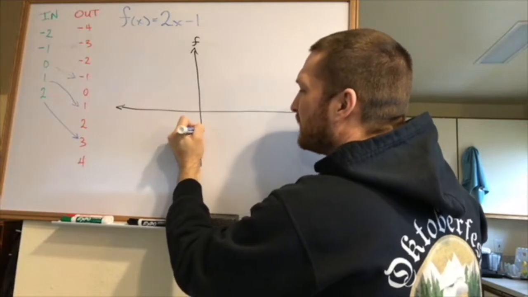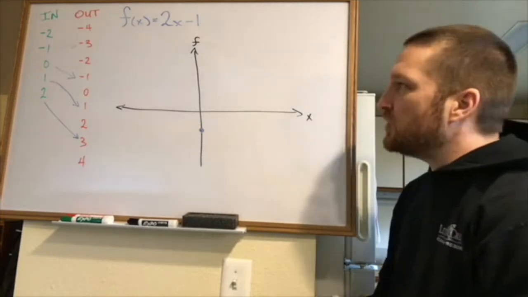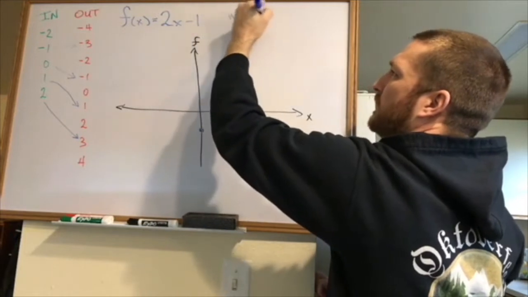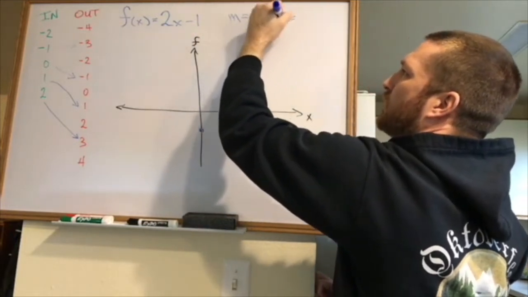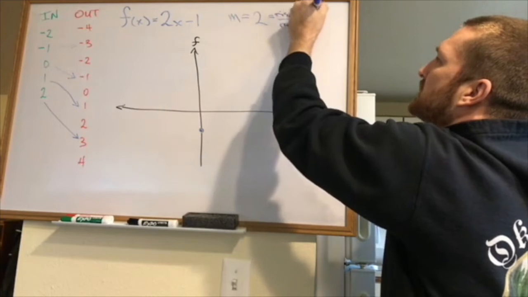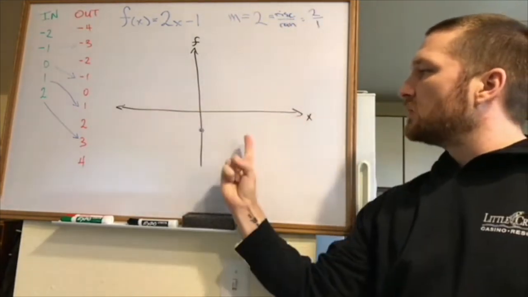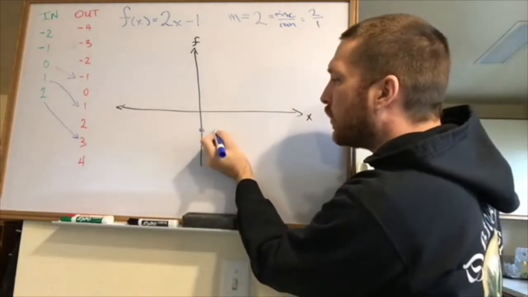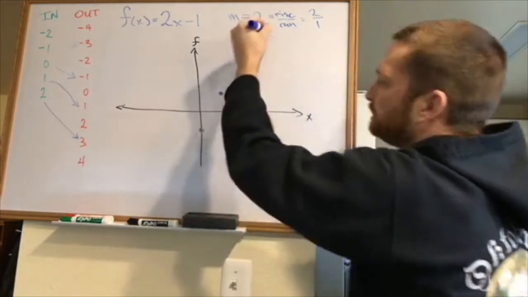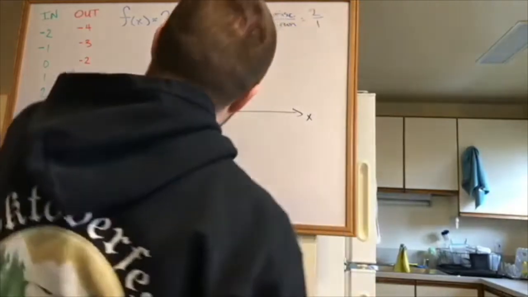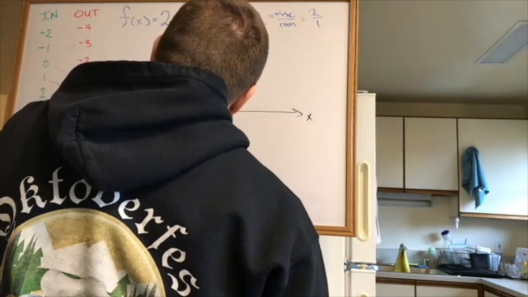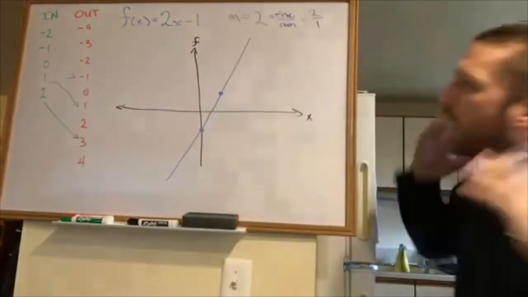So we know that this line would go through here at -1. And what is the slope of this line? 2, because that's the number in front of x, right? So the slope is 2. That means the rise over the run is 2, which means that if I run 1 over, I go 2 up. It should look something like this, right? And so I'm going to draw my line through here like this.